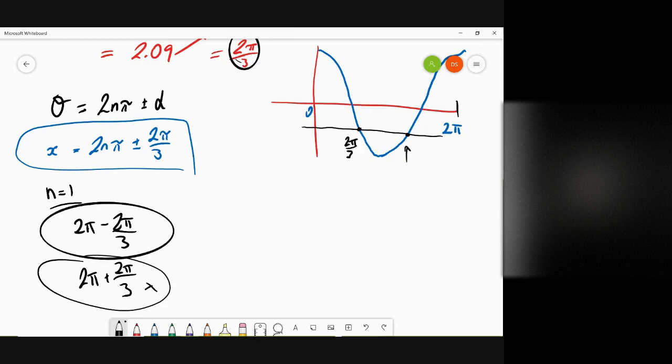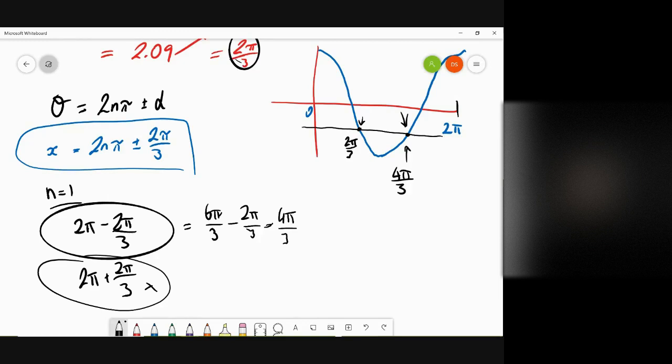But then I'll look at this one here. 2/3 pi being taken off 2 pi. So 2 pi is another way of saying 6 pi on 3. Take away 2 pi on 3. How much is that? That's 4 pi on 3. And that is this point here. Okay. Cool. And so what are my solutions for this? It's 2/3 pi and 4/3 pi. And that's it.